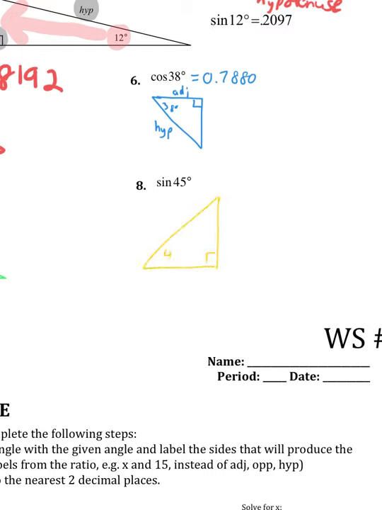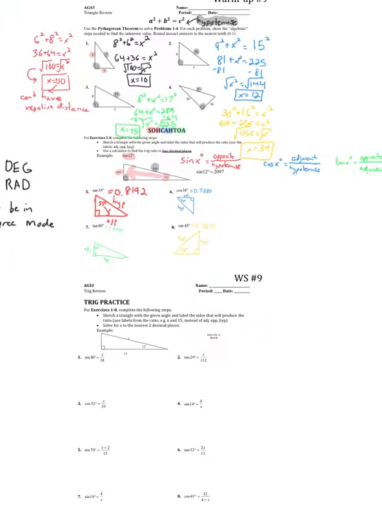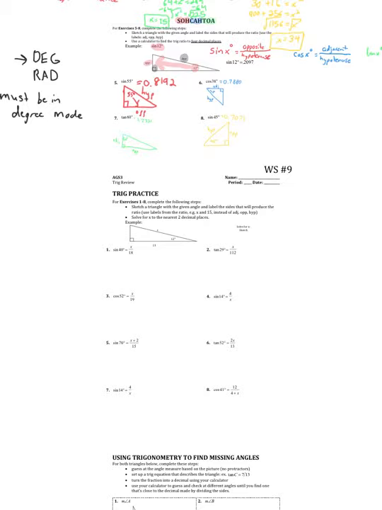And then the final problem here, sine of 45 degrees. So we'll put 45 degrees here. I'll say this is the opposite side, and this is the hypotenuse. Plug it into my calculator, 0.7071, rounded to 4 decimal places. Okay, so that covers the warm-up for today. Any questions on those 8 warm-up problems so far?